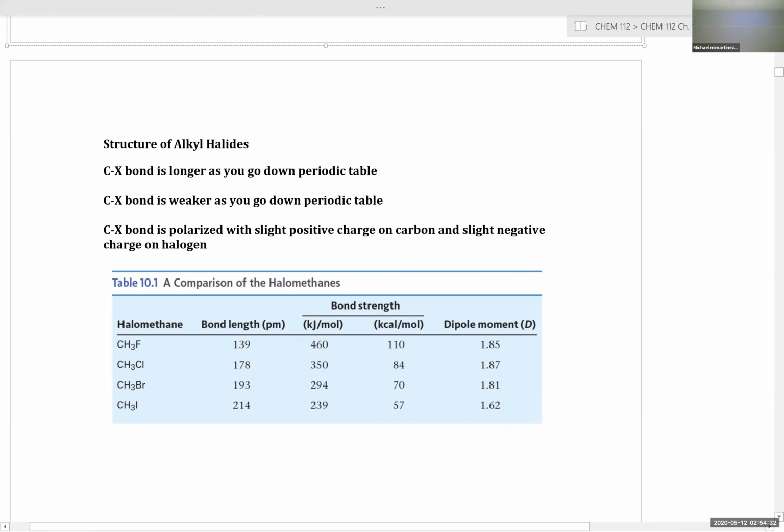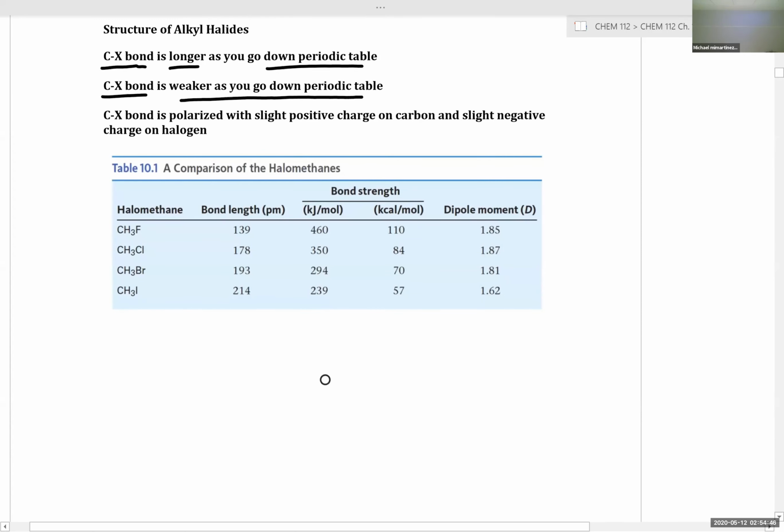And let's talk about some bond energies. So the carbon-halogen bond is longer as you go down the periodic table, and the carbon-halogen bond is weaker as you go down the periodic table. So if we look at our typical carbon-halogen bond, the carbon-halogen bond is polarized, where the halogen has a partial negative charge and the carbon has a partial positive charge. This carbon is electrophilic.